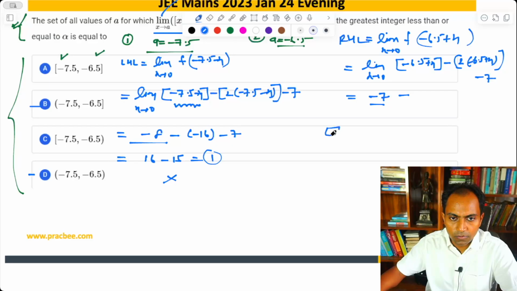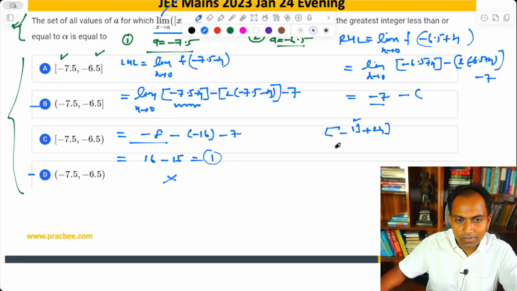So let me write it down for you. What we are writing is minus 13 plus 2h. This value would be minus 12 point something. The value is between minus 12 and minus 13, minus 13 plus 2h, and between minus 12. So the answer will become minus 13.